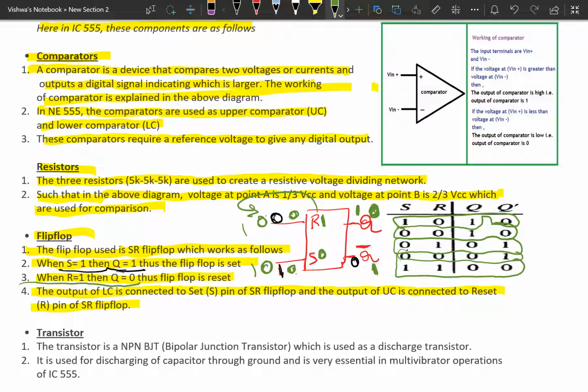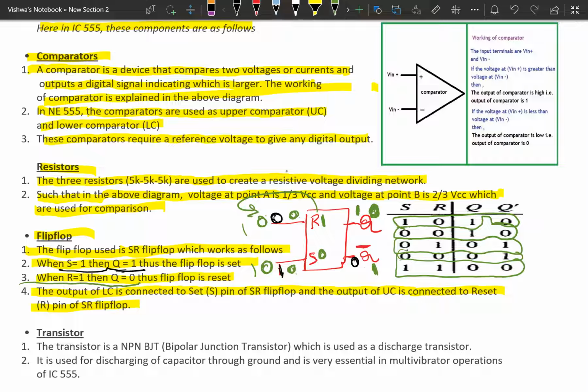Simple. If S is 1, then Q is 1, then Q bar is 0. If R is 1, then Q is 0, and Q bar is 1. So this is the condition of the flip-flop. This flip-flop plays a major role in the 555 timer because it is what changes the states.